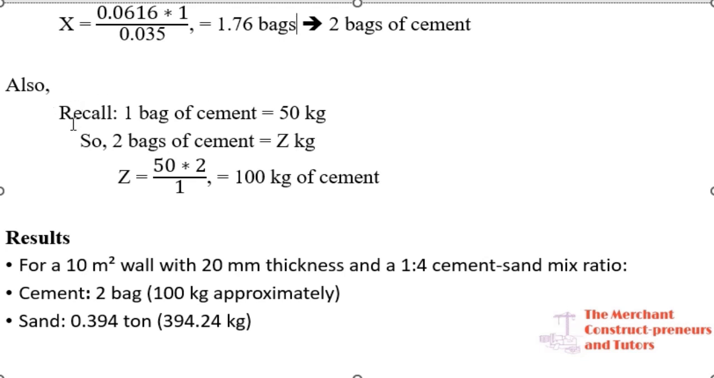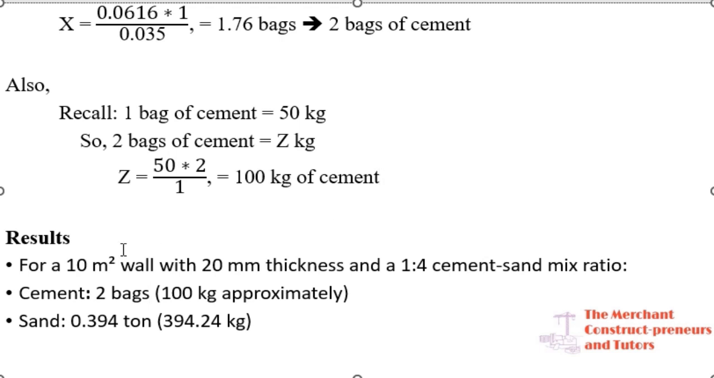Now also recall that 1 bag of cement equals 50 kg, right? Now 2 bags of cement, how many kg? Once you multiply, you now have 100 kg of cement. So you are buying 100 kg of cement or 2 bags of cement, as the case may be, right?